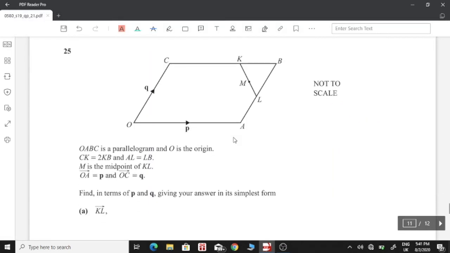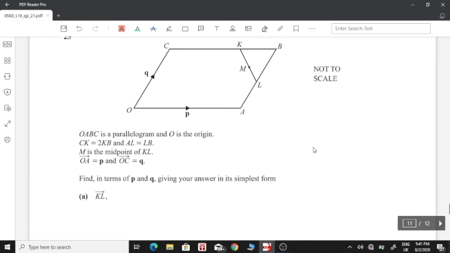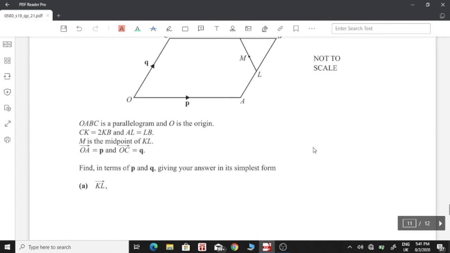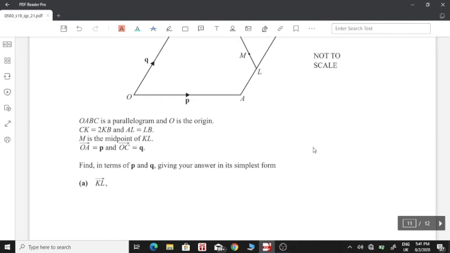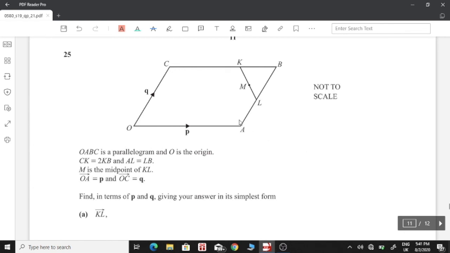Question number 25. OABC is a parallelogram and O is the origin. CK is equal to 2KB. M is the midpoint of KL. OA is P and OC is Q. Find in terms of P and Q, giving your answers in their simplest form. A, KL.